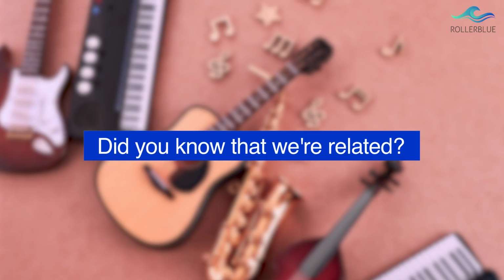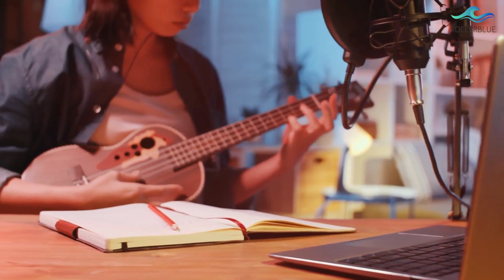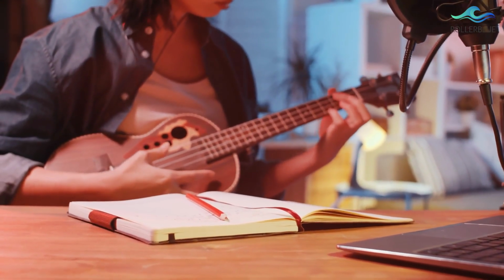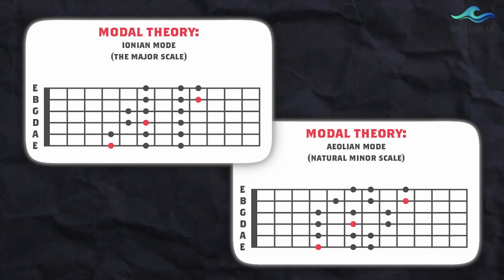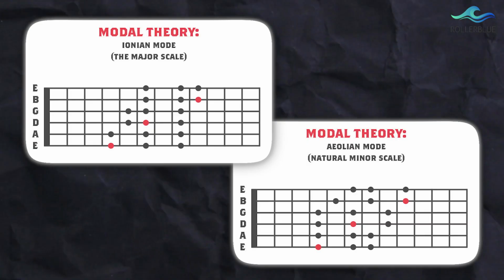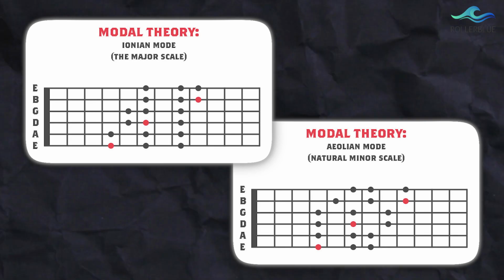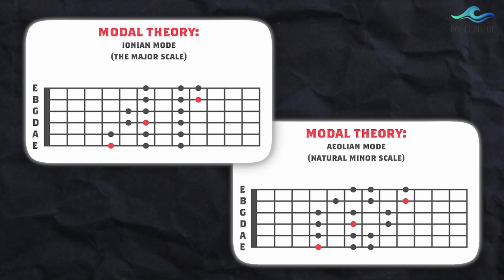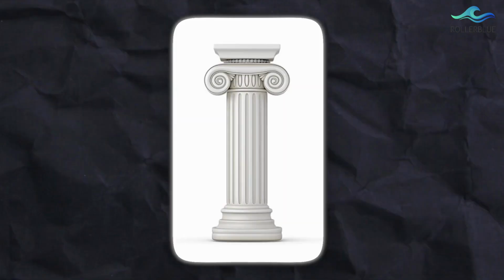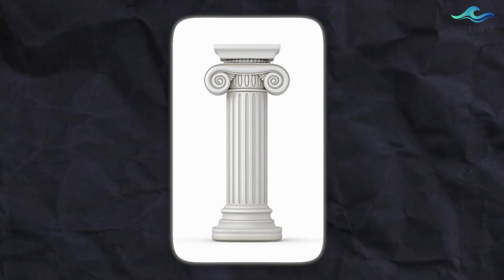Did you know that we're related? Of course, tonal music and modal music are not completely different animals. In fact, 2 of the modes we're familiar with today are the same as 2 of our diatonic scales. The Ionian mode is identical to the major scale, and the Aeolian mode is the natural minor scale.